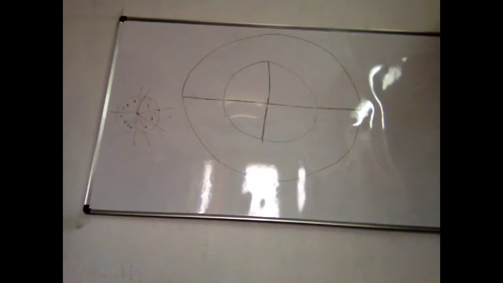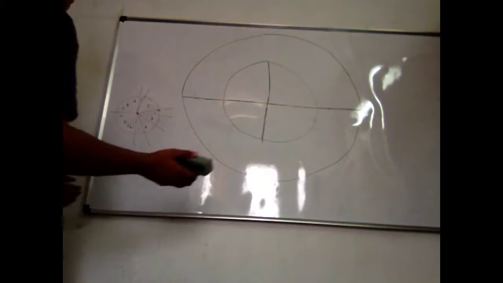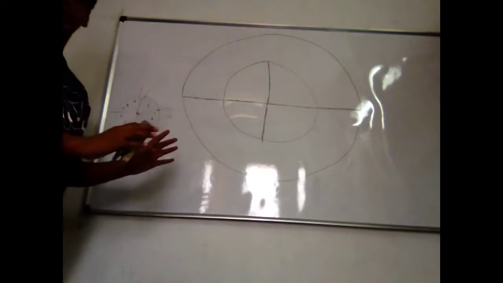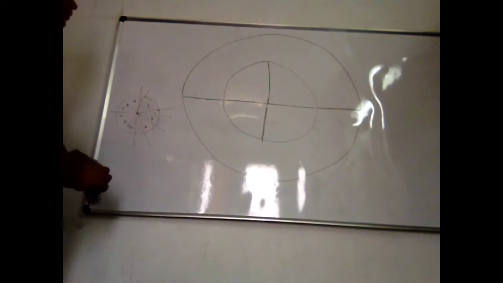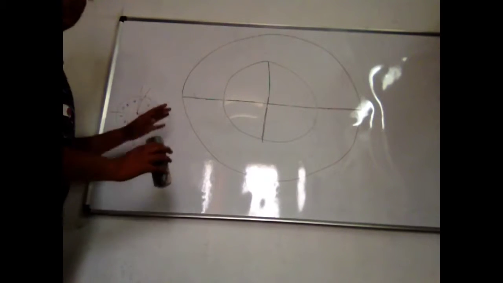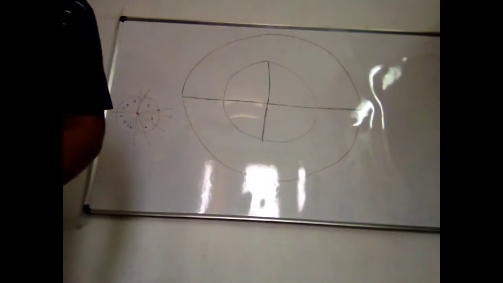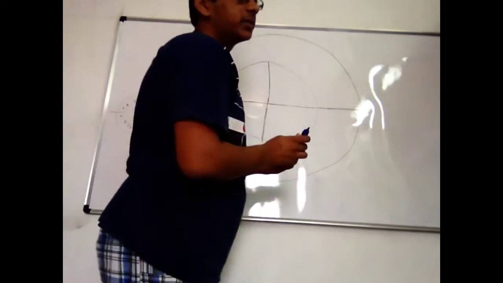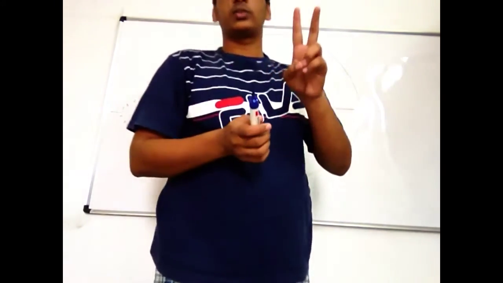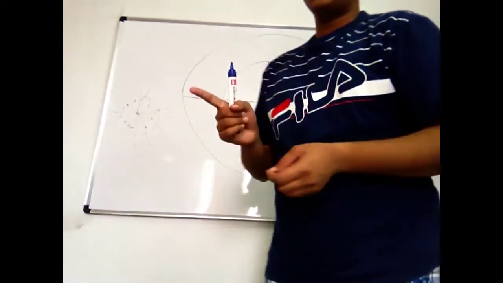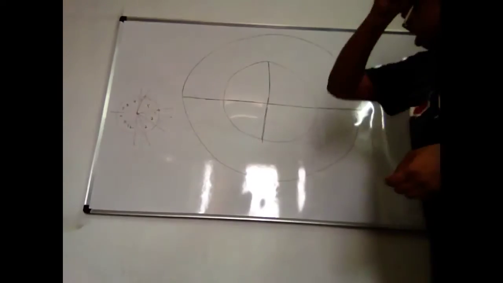Morning class. In today's session, let us learn about how to draw an ellipse using the concentric circles method. I think you have the circles drawn, but I just want to give you a small brush up. What do you need to draw an ellipse using the concentric circles method? You need two things: the length of the major axis and the length of the minor axis.